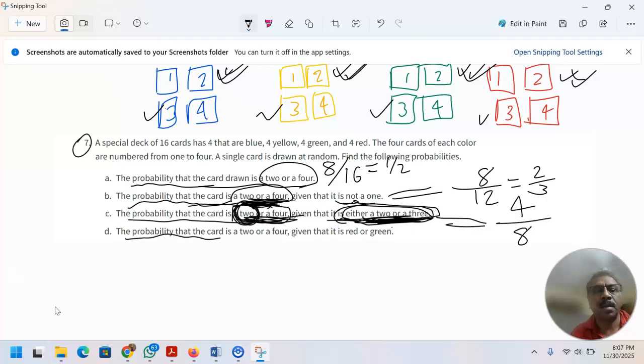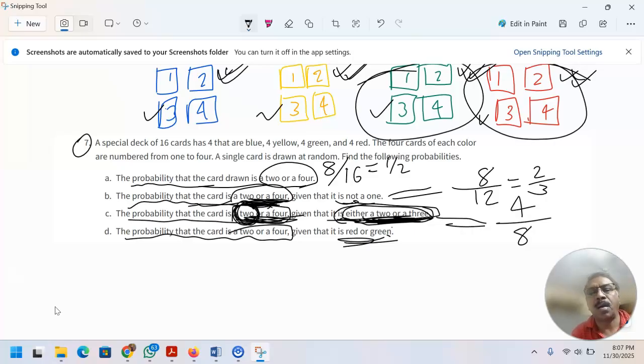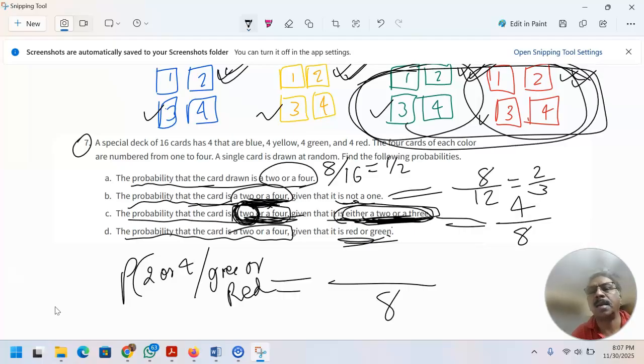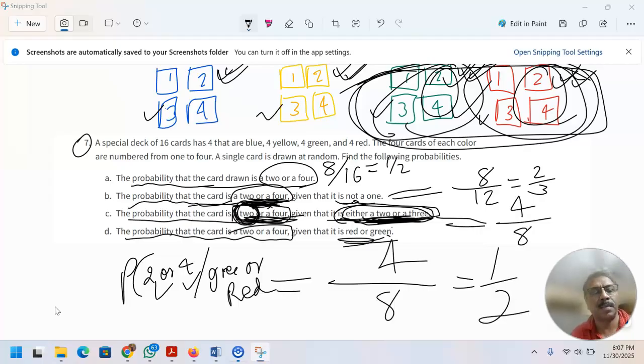The next one is find the probability that the card is 2 or 4, given that it is red or green. So this is red and this is green. So there are 8 of them, so this is out of 8, because the probability of 2 or 4, given that it is green or red. So there are altogether 8 of them. Which ones are 2 and 4? You can say 2, 4, 2, 4. These are 1, 2, 3, and 4. So you get 4 out of 8 and you get half. And that completes that.